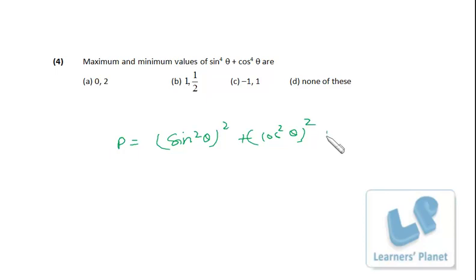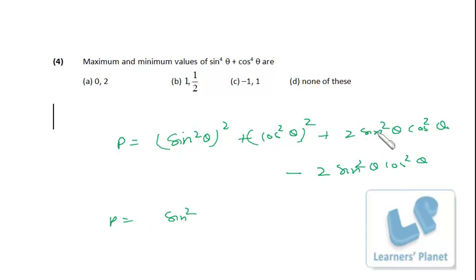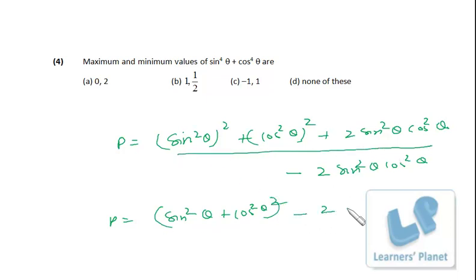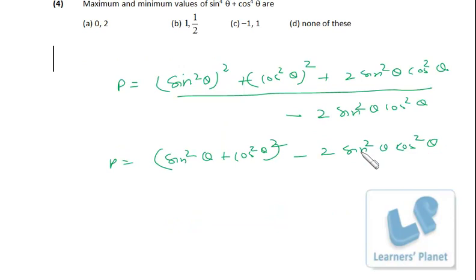What I do is I add and subtract 2 sin square theta cos square theta. So this is sin square theta plus cos square theta whole square, this expression, and minus 2 sin square theta cos square theta, right? Now this is what? 1.